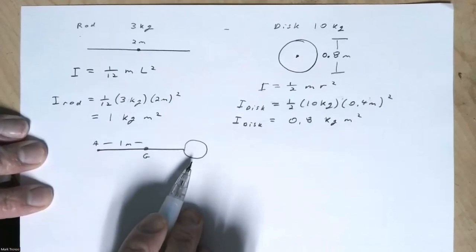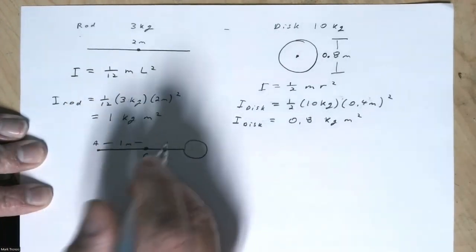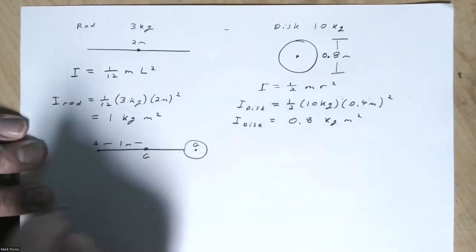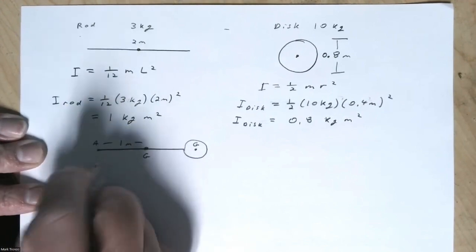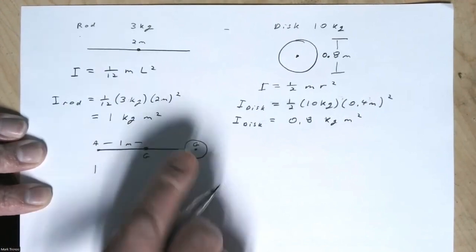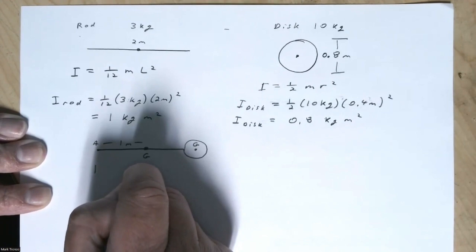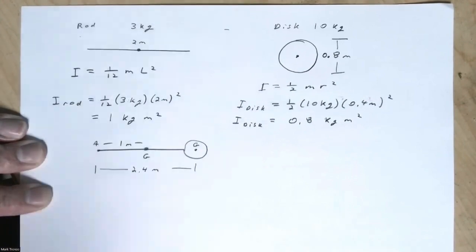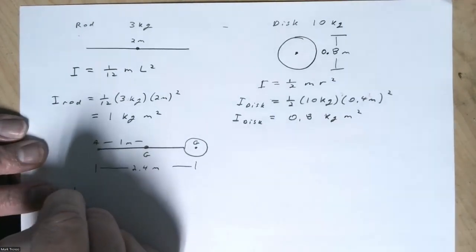Then the disk, again, this has a radius of 0.4. So its center of gravity is here. That means the distance from A to that center of gravity is going to be 2, the total length of this, plus the radius, which is 0.4. So this one is going to be 2.4 meters to that center of gravity, like that. So we're going to have to use the parallel axis theorem this time.